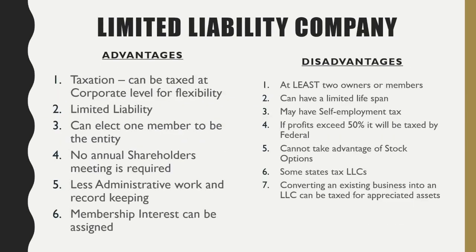Okay. So advantages and disadvantages. The first advantage is going to be taxation, right? They can be taxed at the corporate level, meaning they have flexibility to choose either S corporation or C corporation status. And of course, as a limited liability company, you're more likely to choose the S corporation. So they have that flexibility where they can choose to be taxed at the corporate level.